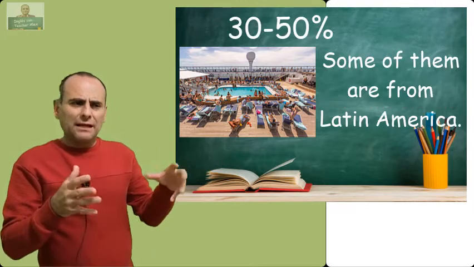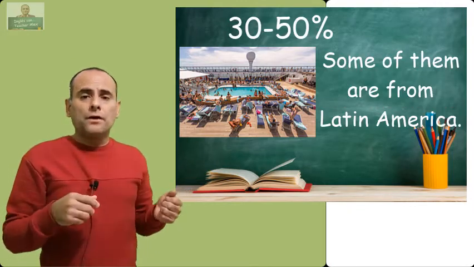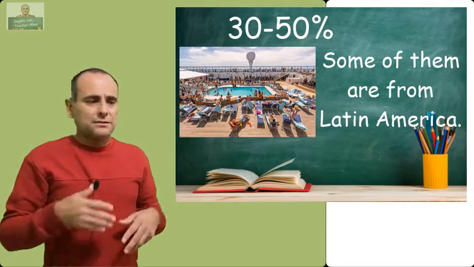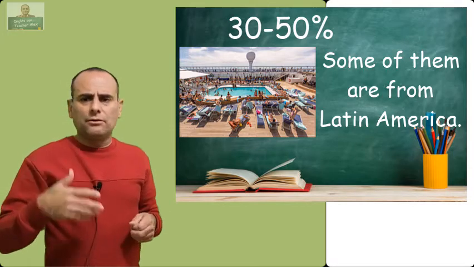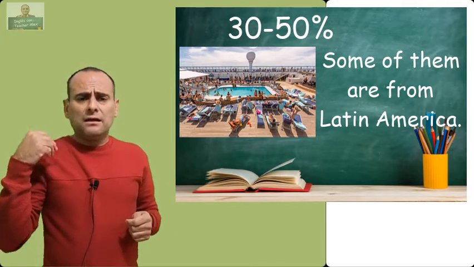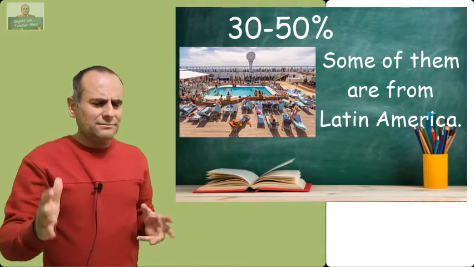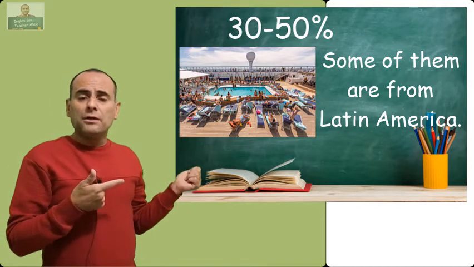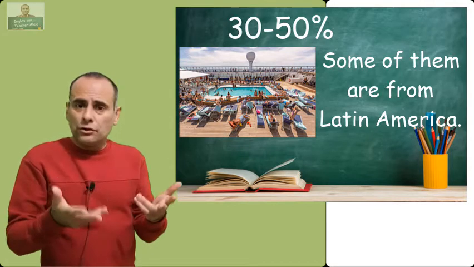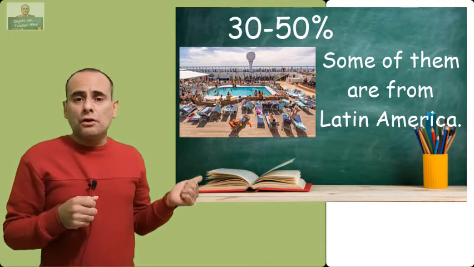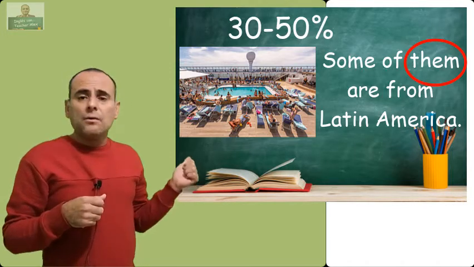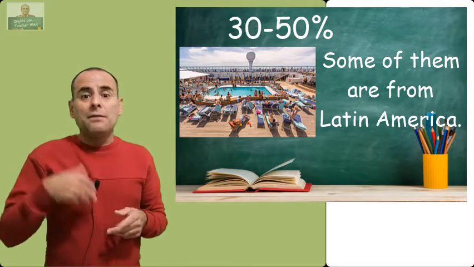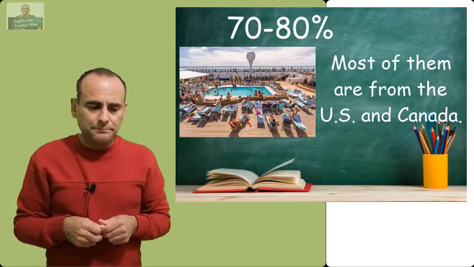And some of them, like 30% of those people, are from Latin America, including our countries, such as Mexico, El Salvador, Guatemala, Colombia, Bolivia, all the beautiful countries that we have in South America. Well, some of those people are from those countries, not the majority, like 30% of them. Some of them, I can replace the subject with the object pronoun them, are from Latin America, and most of them are from the United States and Canada.